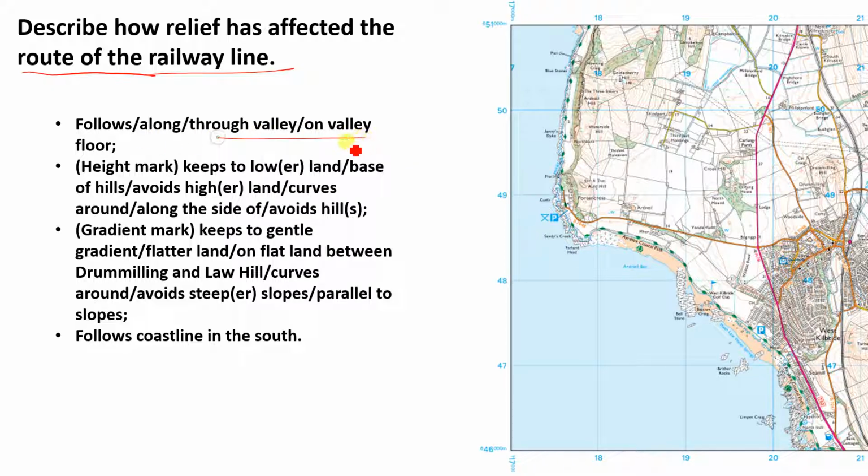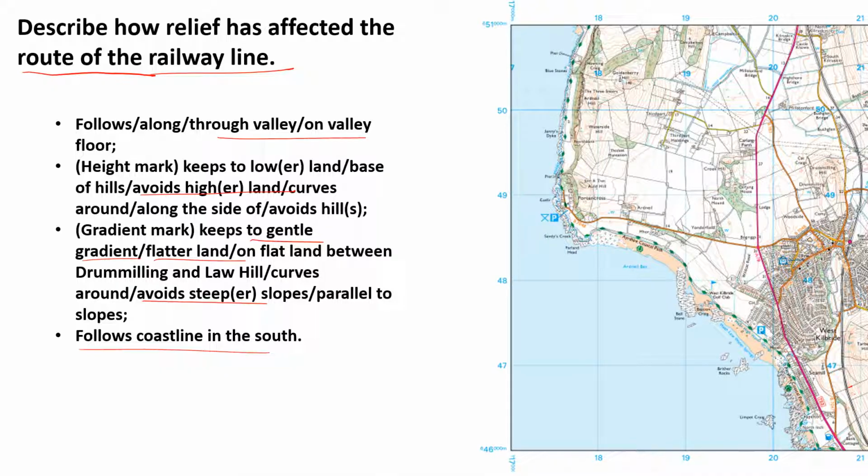Yeah, so they normally move to avoid steep slope. So you find that they avoid higher land. They avoid areas that are steep, and usually they follow areas that are more gentle because it's easy to construct on gentle gradient and flatter land. Do you get it? So avoid steep slopes, and they follow the coastline in the south. I think it's this. So they avoid steep slopes. You get it? So every route on a road is built this way.